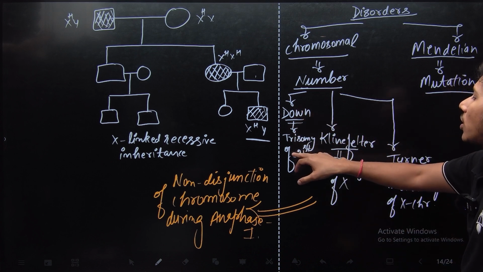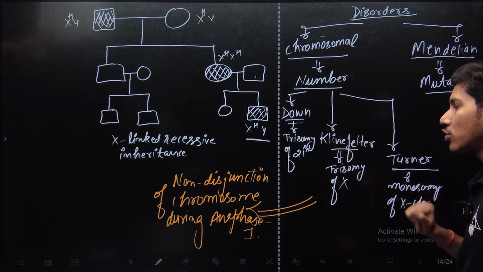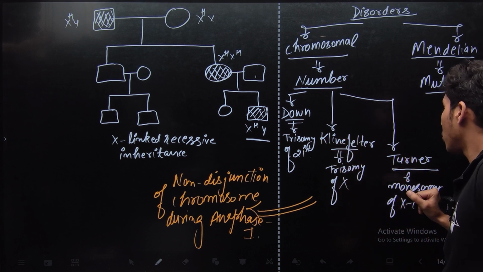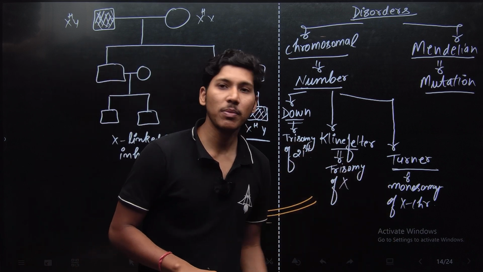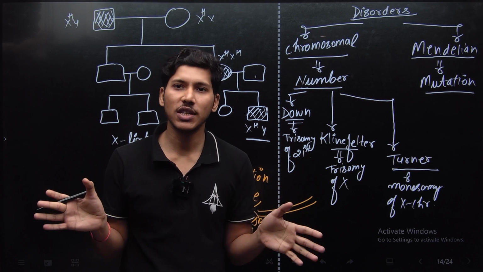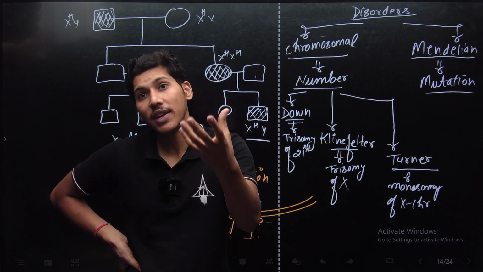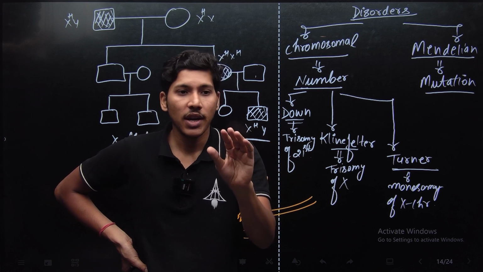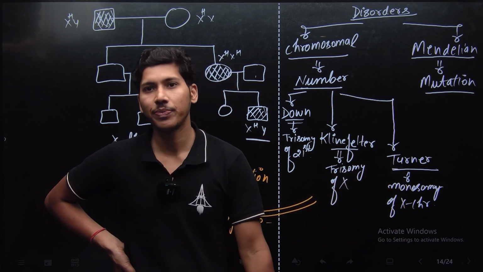Down syndrome is caused due to trisomy of the 21st chromosome. Klinefelter syndrome is caused due to trisomy of the sex chromosomes, an extra X chromosome. Turner syndrome is caused due to monosomy of X chromosome. What do you mean by trisomy and monosomy? Monosomy means one less chromosome. Like we have 46 chromosomes. If one X is missing, if we have only 45 chromosomes due to absence of one X chromosome, that is known as monosomy of X chromosome.